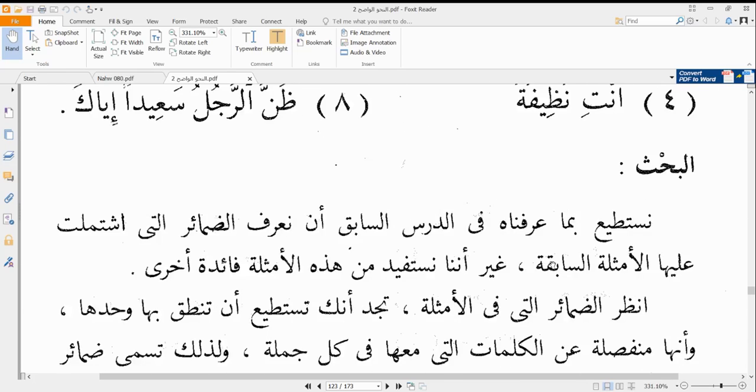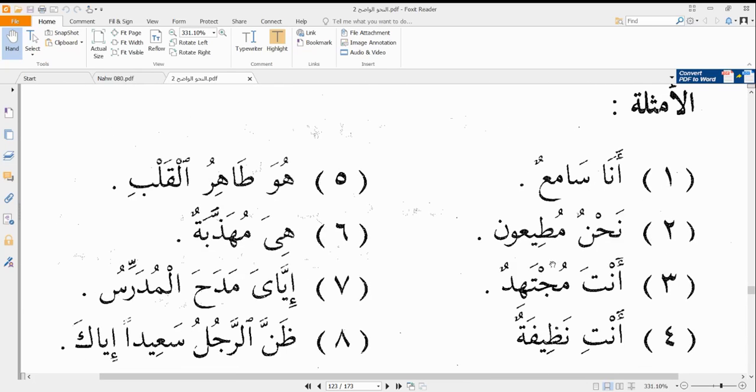So let's quickly go through the examples so that we see where these are being used. Ana sami'an. It means I am hearing, I am a person that hears. That is a mubtada and khabar. You can see ana is in the place of mubtada. You can remember that mubtada is the word that starts a sentence. So ana is in the place of mubtada here.